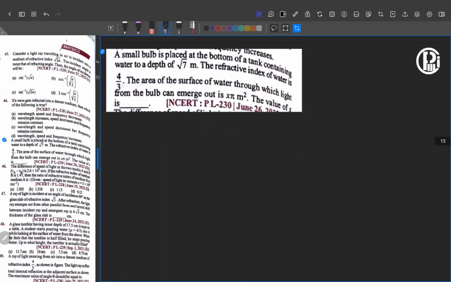This is the question. A small bulb is placed at the bottom of a tank containing water to a depth of √7 meters. The refractive index of water is 4 by 3. The area of the surface of the water through which light from the bulb can emerge out is x pi meter square. We have to calculate x. Again it's a refraction on a plane surface question, right? Let me take it as an interface.